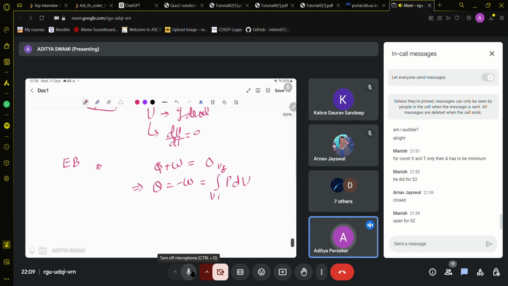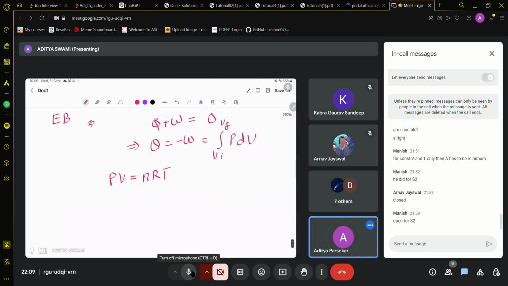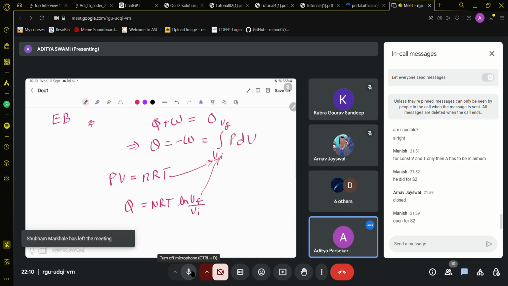Then, since we have assumed that it is an ideal gas, we can use the ideal gas equation, that is PV equals nRT, to get that the heat released in this system would be nRT ln Vf by Vi. So this is basically integrating this by substituting this in this integral.